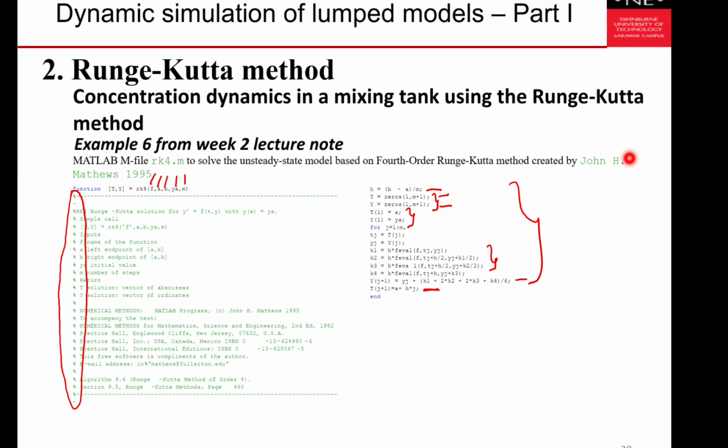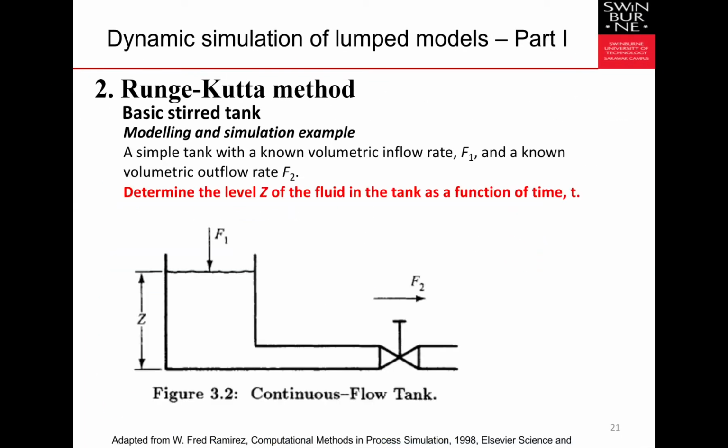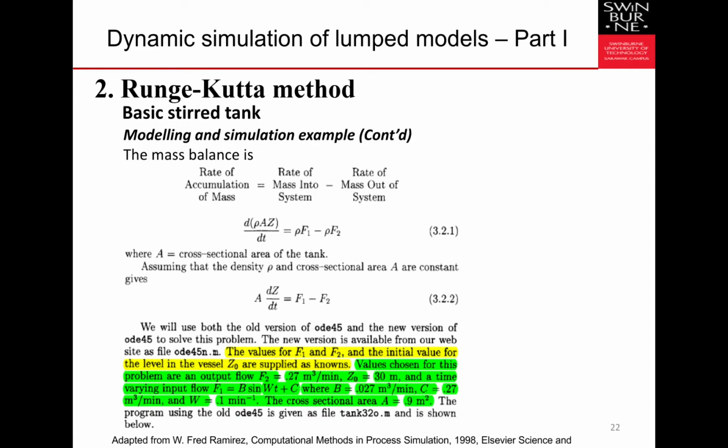Okay, then moving on to the next example. We want to discuss the basic stirred tank. Okay, let's say we have a simple tank with a volumetric flow rate in of F1 and a volumetric outflow rate of F2. Then what we want is to determine the level Z of the fluid in the tank as a function of time T. So what we do is the mass balance.